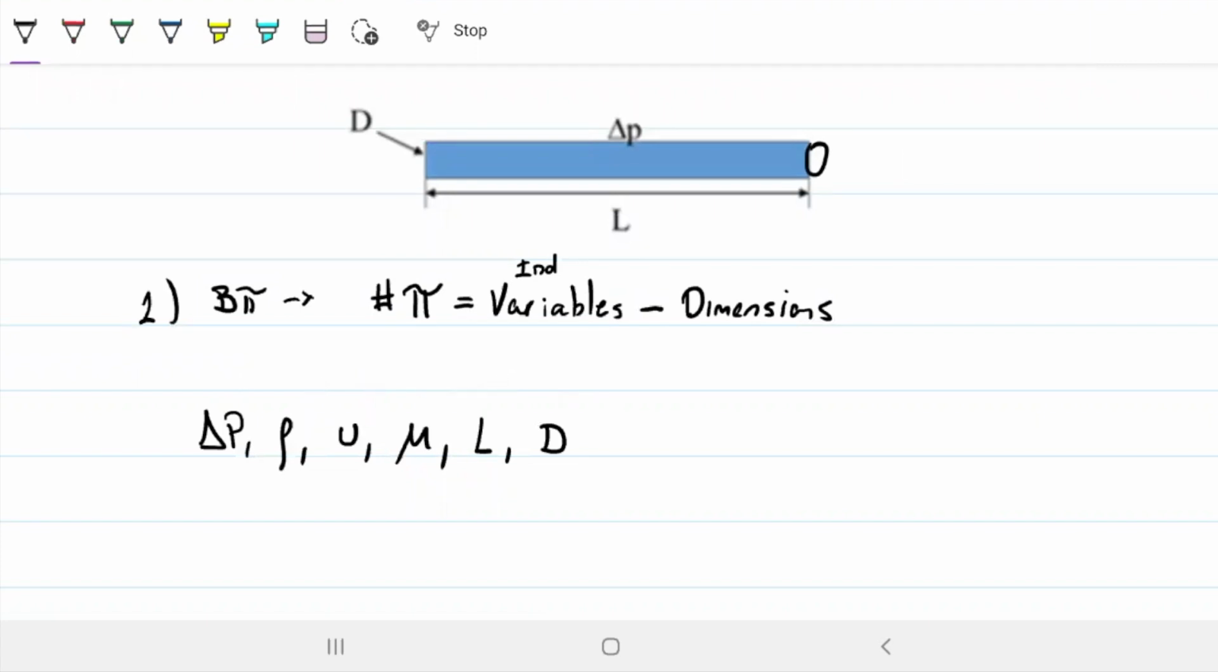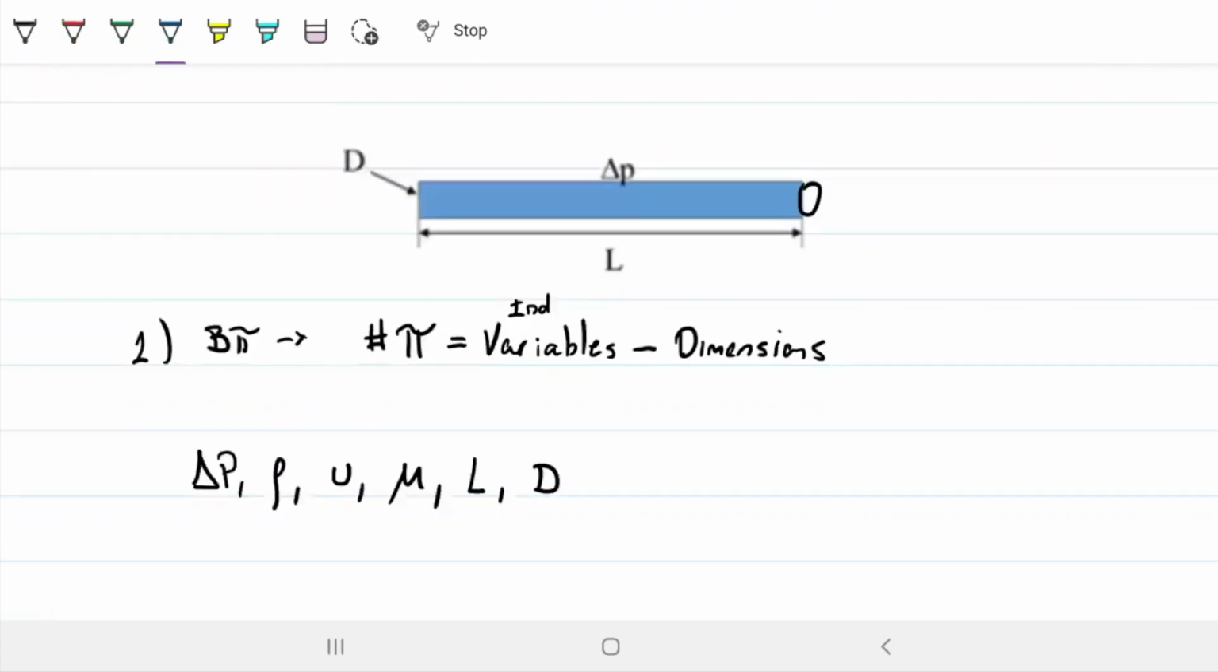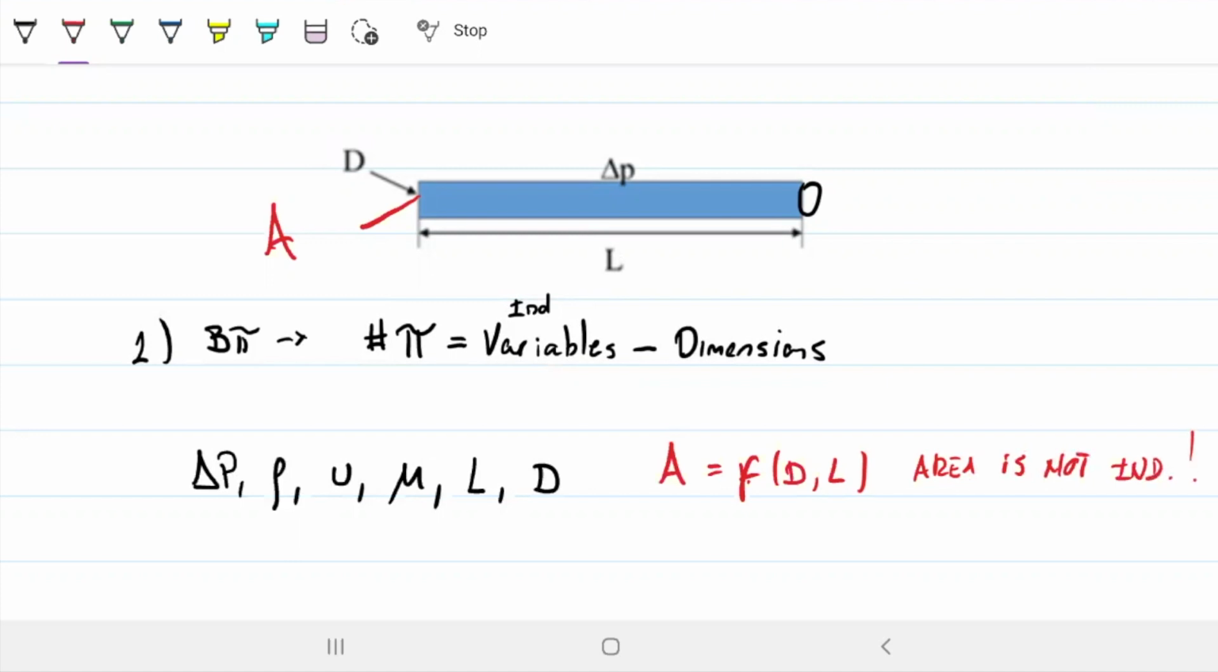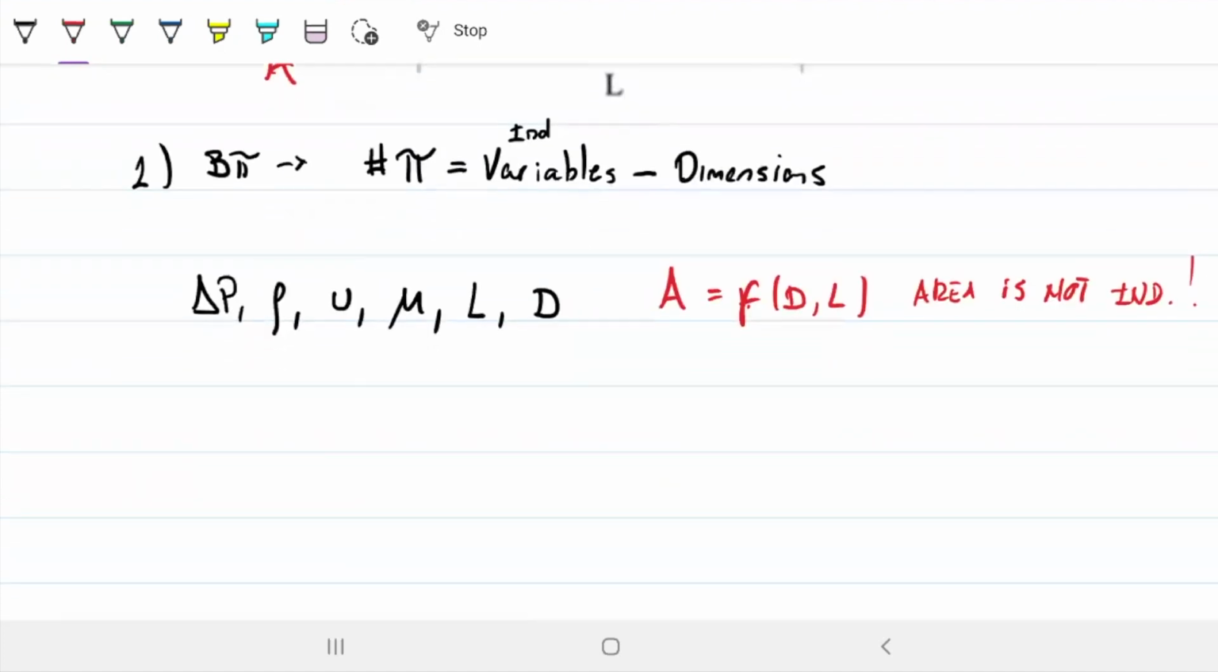Now, one thing to be aware of, you could tell me that, wait, but Pablo, the surface area of the pipe also is going to influence the pressure drop, and that would be fine. You could put area here, but then we're going to have to eliminate something else, because we know that the area is a function of diameter and a function of length, right? So that means it's not an independent variable, and if it's not independent, then we wouldn't place it here along with these other variables. Same thing stands for volume and things like that.